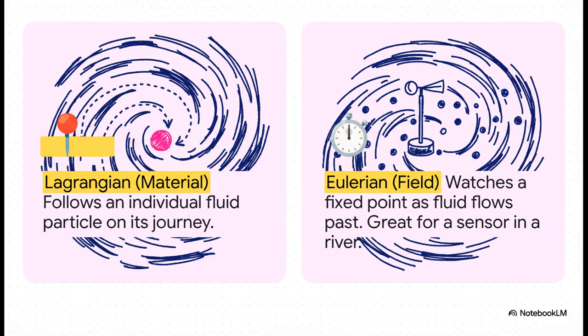The Lagrangian view, that's like following that one football player. You track the path of an individual particle of fluid over time. The Eulerian view, on the other hand, is like watching the 50-yard line. You stay in one fixed place and just observe the fluid as it flows past you. Both are incredibly powerful ways to describe the exact same motion.